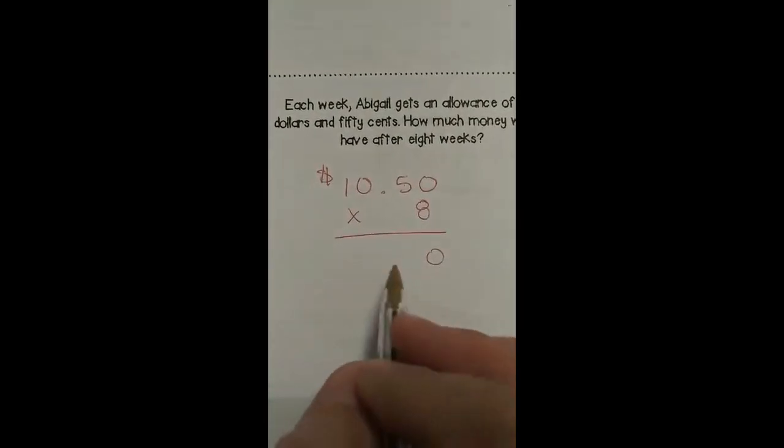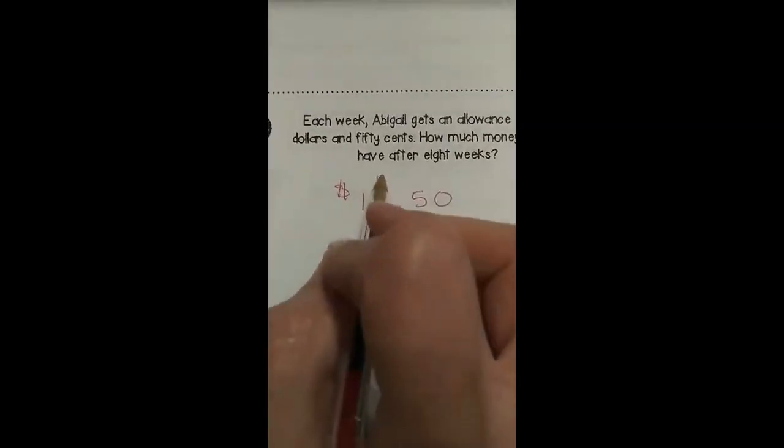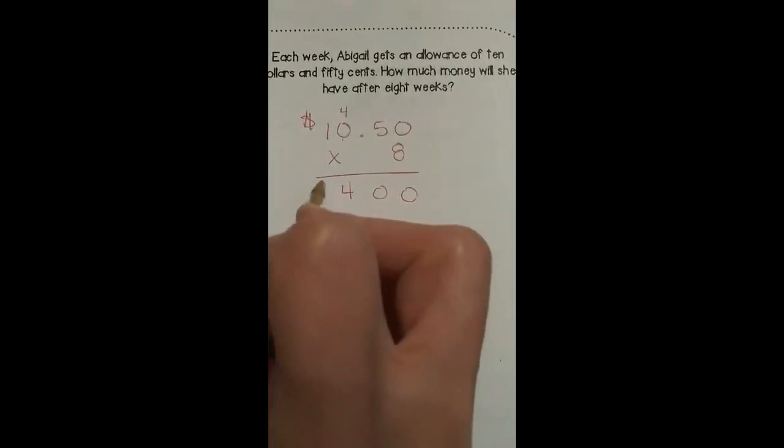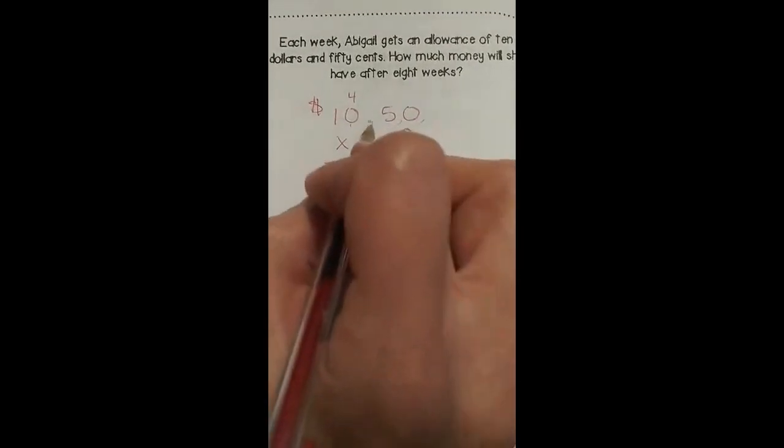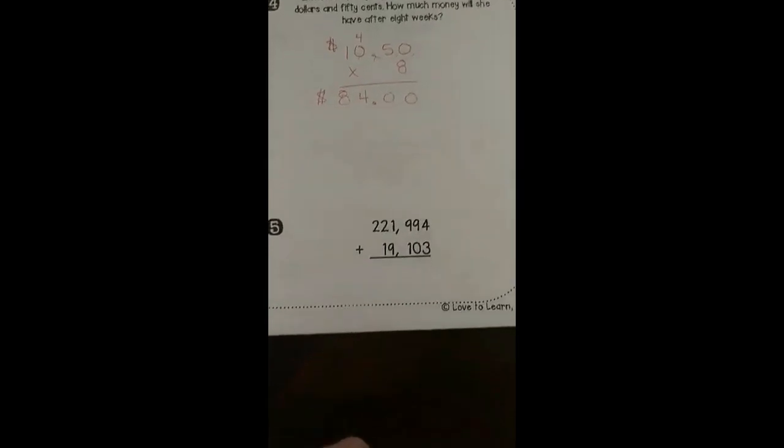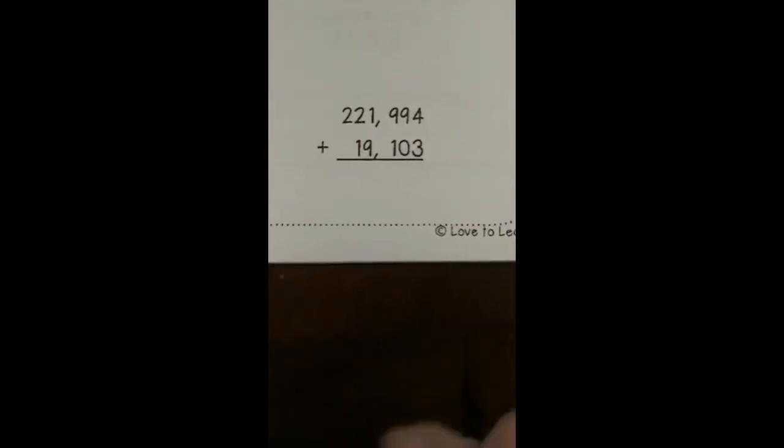8 times 0 is 0. 8 times 5 is 40. Put a 0, carry your 4. 8 times 0 is 0. Plus 4 is 4. 8 times 1 is 8. And my decimal would go 2 places over. So she would have $84.